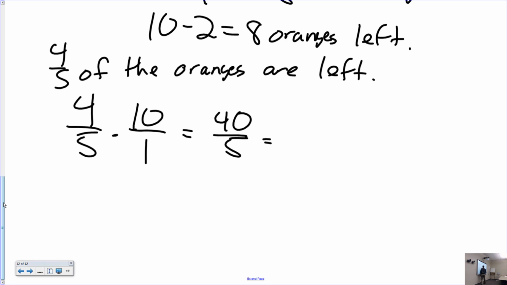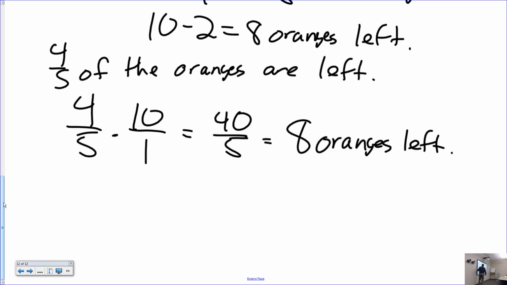And what's 40 divided by 5? 8 oranges left. And any of those ways that you did that problem, and again, even if you can do it in your head and write 8 oranges, that's still okay. I'm not forcing you to show all of your work necessarily.